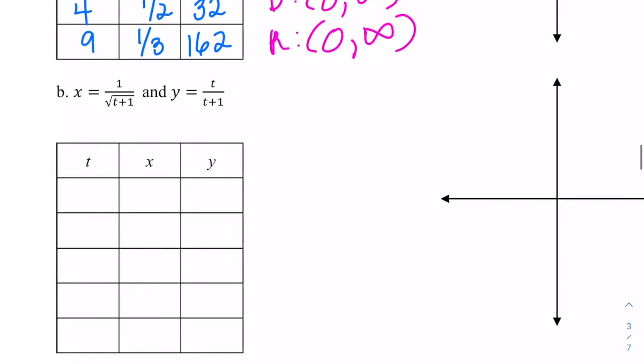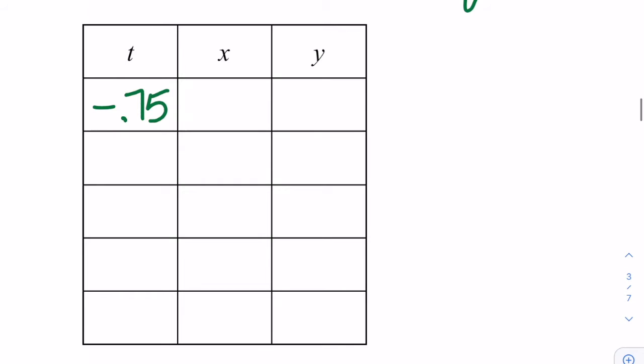So for this one, we're also going to start looking at the domain restriction for t. So remember, if the square root of t plus 1 is in the denominator, then we know that t plus 1 has to be greater than 0. So t is going to be greater than -1. When we consider values for t, we should make sure that we don't include -1, but we can include values that are close. So I'll include -0.75, 0, 1, 2, and 3.